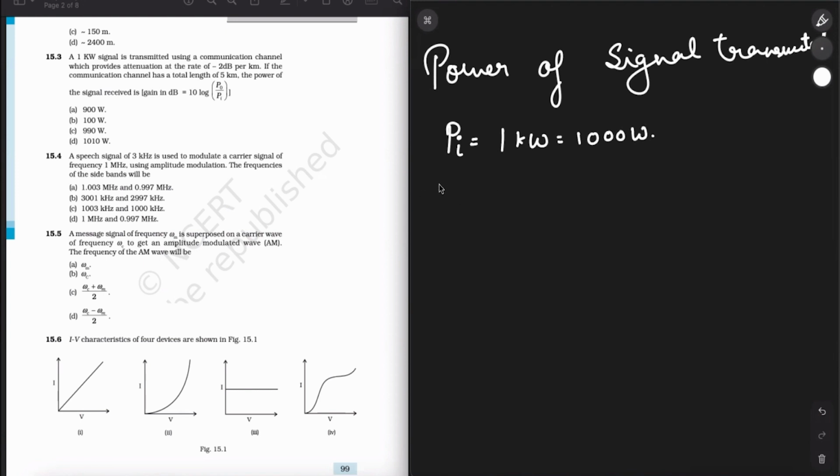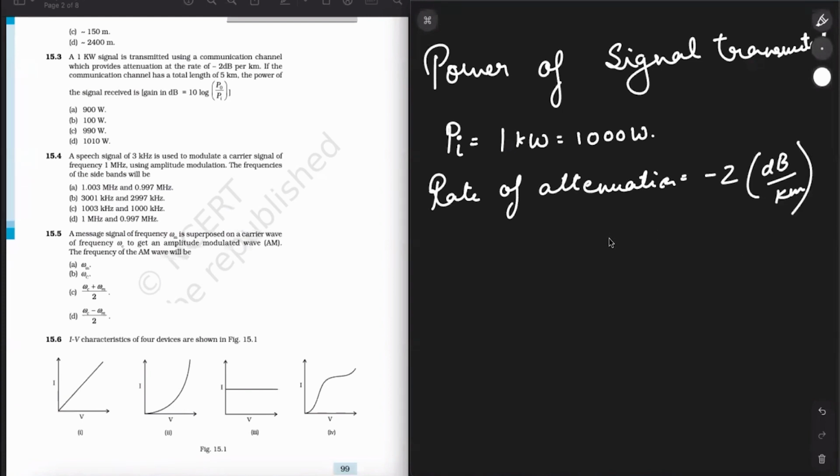Now, rate of attenuation has been given to us as -2 decibel per kilometer. Now what? Length of total path has been given to us as 5 kilometers. What next? The power of the signal received is, you just have to tell about the power received.